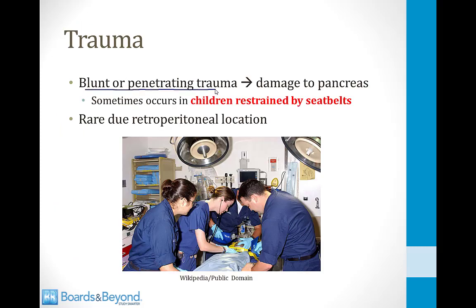Blunt or penetrating trauma can potentially damage the pancreas and cause acute pancreatitis. This is uncommon, but it can occur. One of the places where it sometimes occurs is in children who are restrained by seatbelts. The seatbelt can jar the abdomen and lead to trauma of the pancreas. In general, though, trauma causing acute pancreatitis is rare, and that's because, as you know, the pancreas is in the retroperitoneum, and therefore it's hard for trauma to the front of the body to damage this structure in the back of the body.